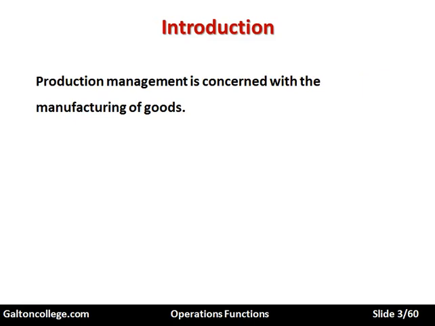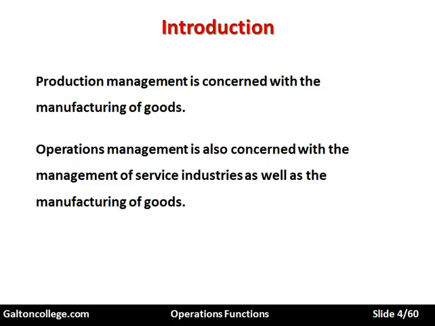Production management is concerned with the manufacturing of goods. So we're dealing here with the manufacturing sector. Operations management is concerned with management of service industries as well as manufacturing. I should have made this distinction clearer, but production management deals with manufacturing, it's production. And that's what we're mostly concerned with in these classes because it's easiest to see. But operations management could equally be applied to service sectors.